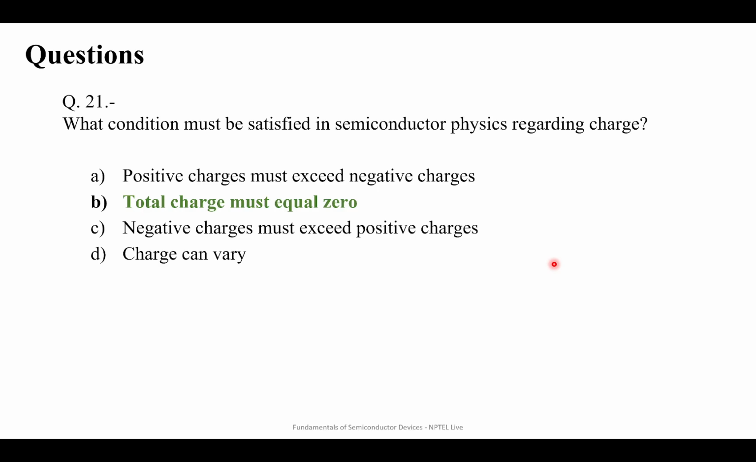The answer to this would be total charge must equal zero. So, if your charge is not equal to zero, you will have movement of carriers inside the semiconductor till it will try to equalize the charges across the semiconductor. So you will have movement of carriers, and eventually they will become zero.